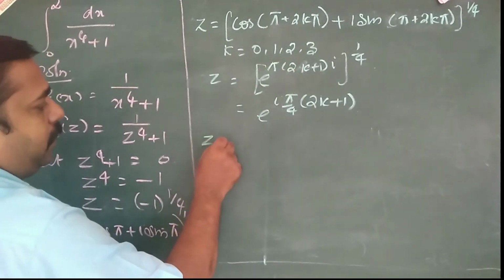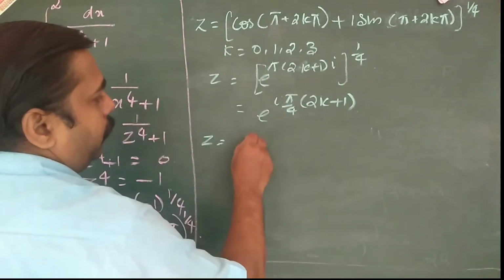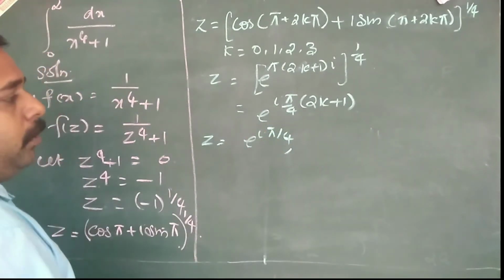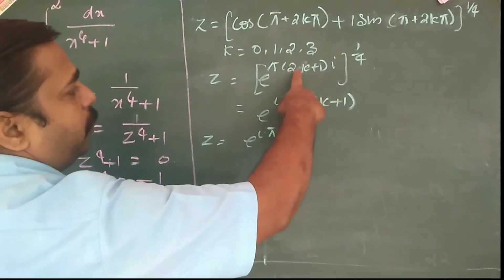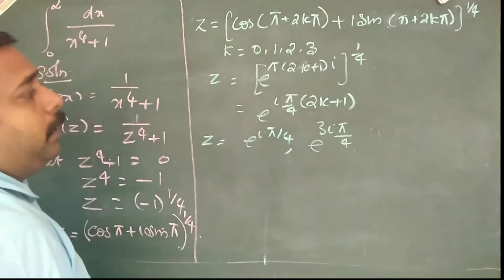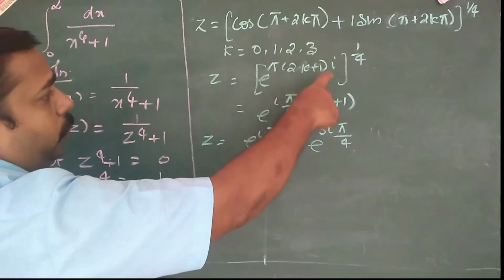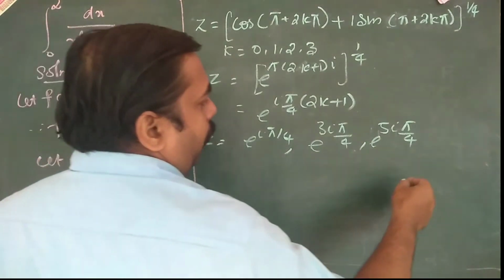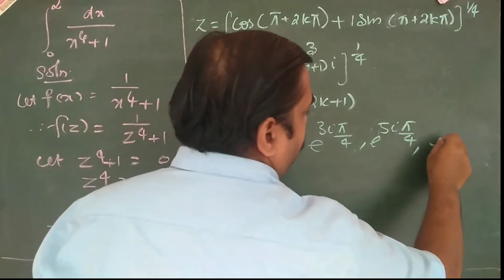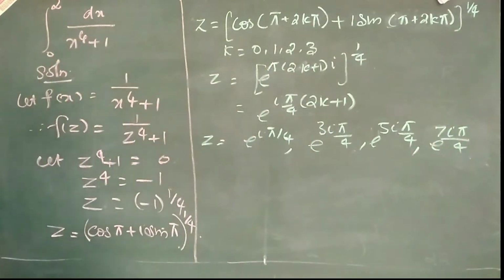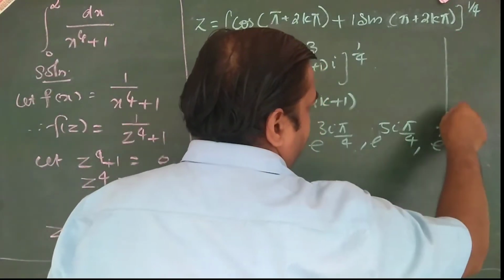Therefore, substitute the values. Put k equal to 0, e raised to i pi by 4. Put k equal to 1, 2 plus 1 is equal to 3, that is e power 3 i pi by 4. Then put k equal to 2, 5. Last one, e raised to 7 i pi by 4. These are the poles. Now, what is our region? The closed curve is this one.